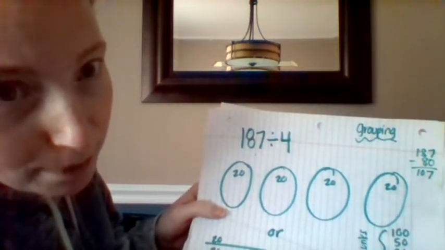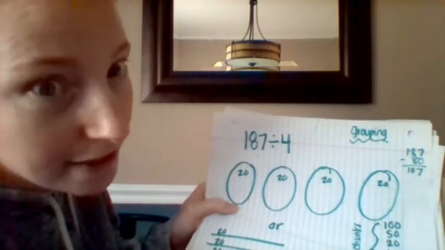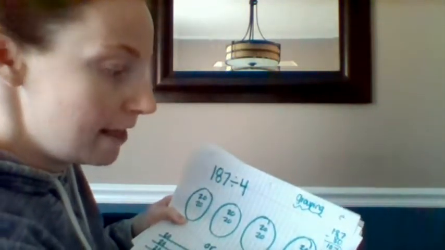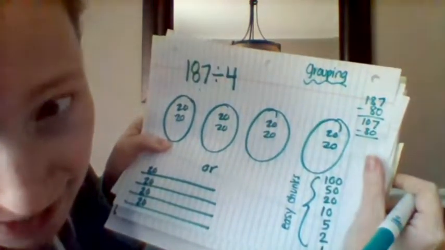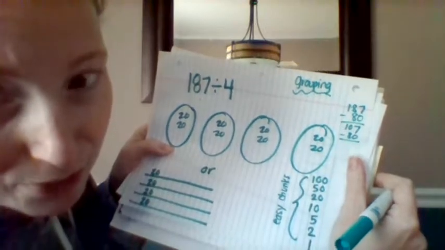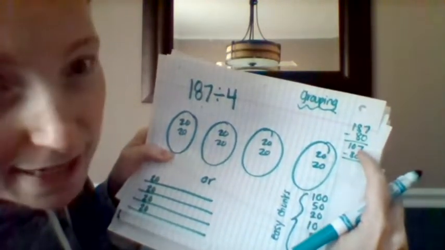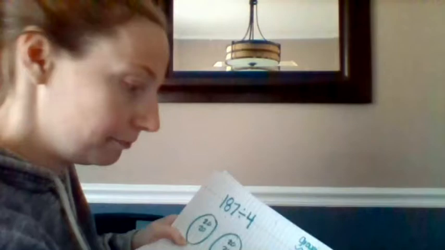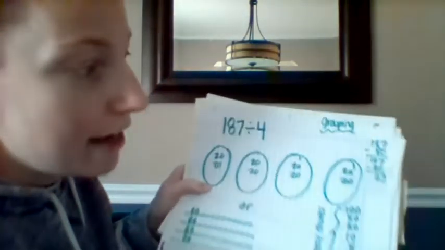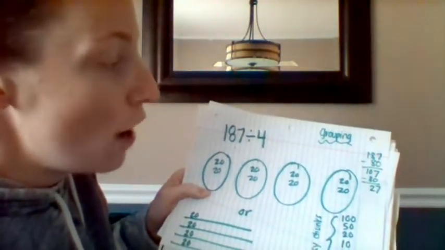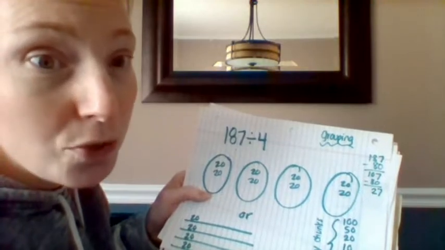I bet you I can still put another 80 because 80 still fits into 107. So I'll put another 4 sets of 20. That would be another 80. So I take out another 80 from my 107. The way that I think about that is 100 minus 80 would leave me with 20, and then I put that 7 back on, which would be 27. Now that I have 27 left, I need to think about how many 4s will fit inside 27.